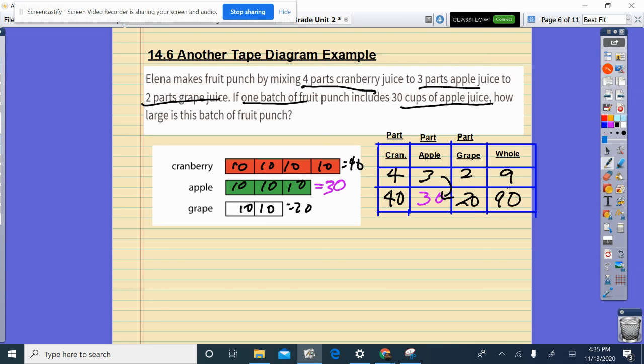So how large is this batch of fruit punch? It is 90 parts. That could be cups, could be quarts, it could be any kind of measurement, but they didn't specify. But that's how you look at that. Remember, each box has the same amount in it. And once they give you one, then just divide by that number of that part of the tape diagram, and you'll find out how much is in each one.